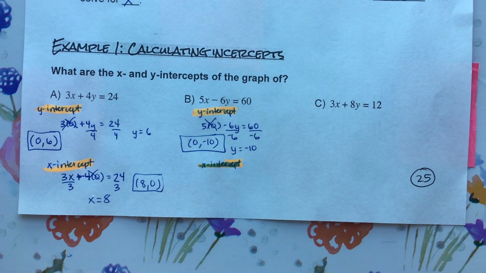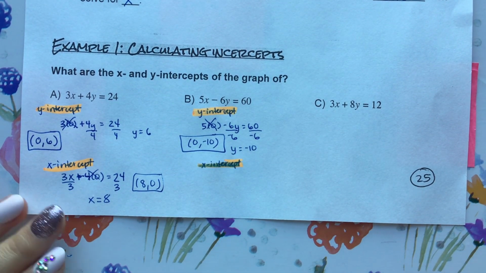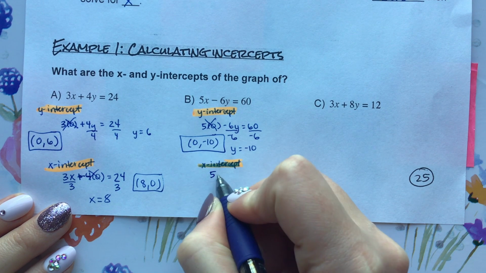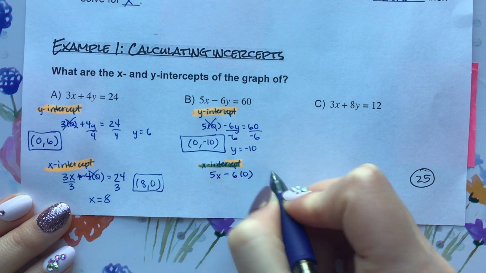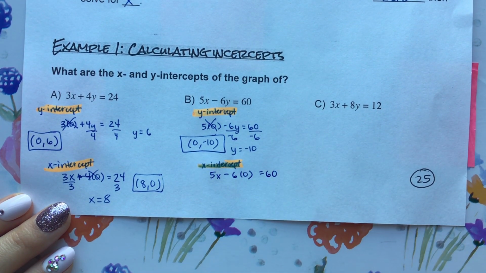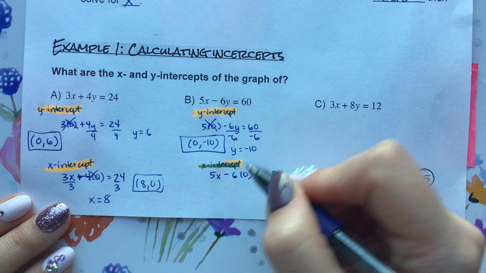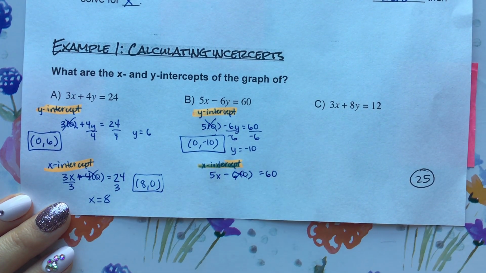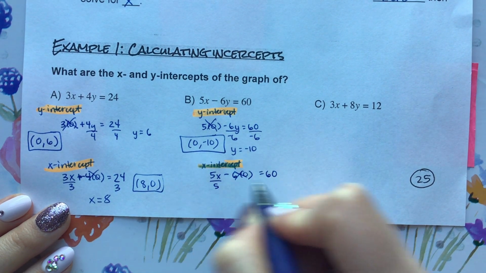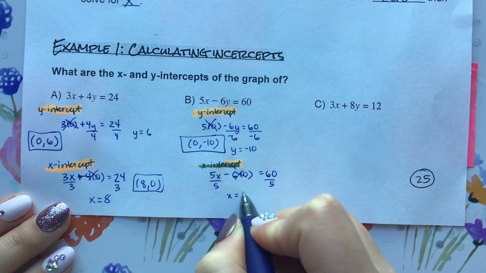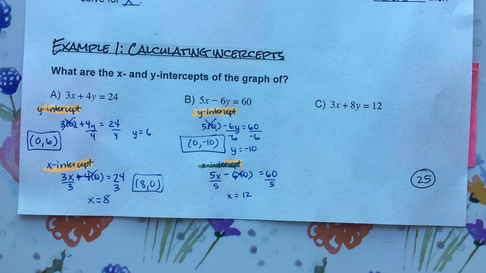For the x-intercept, I need the y to be set to 0. So it's going to be 5x minus 6 times 0 is equal to 60. 6 times 0 equals 0, so it cancels out. And now I have 5x is equal to 60, so I'm going to divide by 5 on both sides. X is equal to 12.